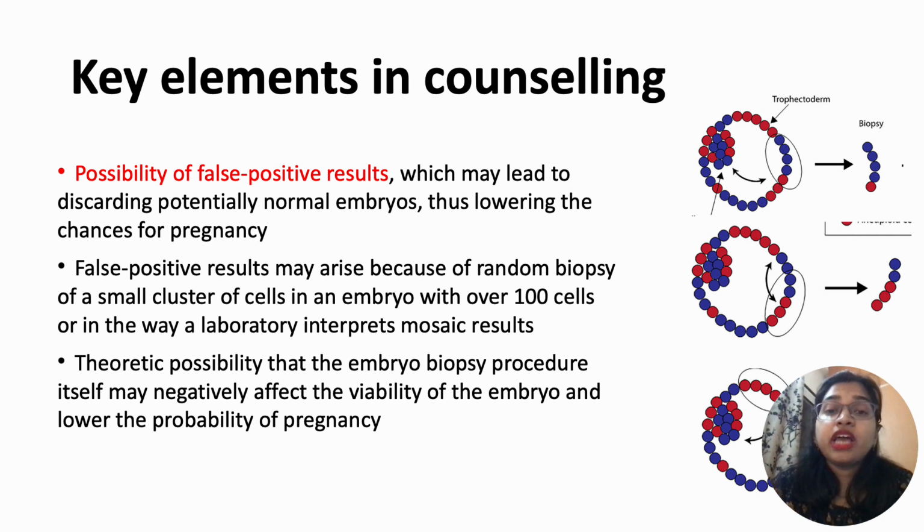Next thing is we have to do the counseling of the patient regarding the possibility of false positive results that can lead to discarding potentially normal embryos, which can lower the chances for pregnancy. False positive results can arise because of random biopsy of a small cluster of cells in an embryo with over 100 cells, or in the way a laboratory interprets mosaic results.